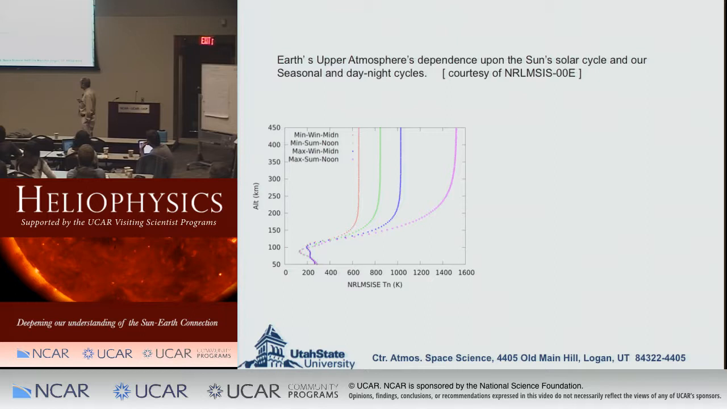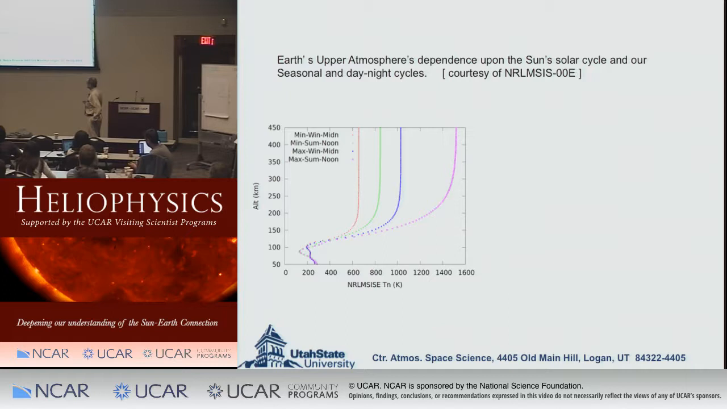Notice somewhere beneath this, things are sort of constant. I've got four curves on here, and cryptically, we've got max and min represent the solar cycle, winter and summer represent our seasons, and midnight and noon represent sunlight and dark. So this is the dynamic range, if you like, the extreme range of our atmospheric temperature in the thermosphere. And the strongest modulation from here to here is the solar cycle. So the solar cycle, in terms of our environment for our heliophysics, really is important. The solar cycle does affect it.